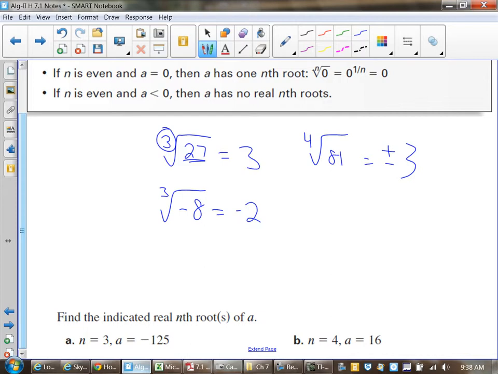Okay? So that is possible. Again, if it's an even nth root and it's a negative on the inside, you're not going to get a real answer. It's going to be an imaginary answer. And in this chapter, we don't really deal a whole lot with imaginary stuff. It'll come up a little bit later when we get to solving equations.